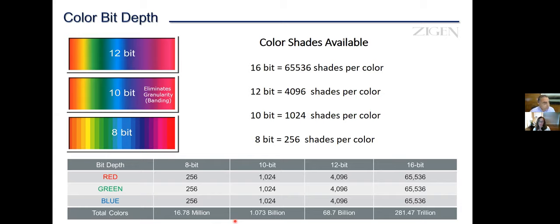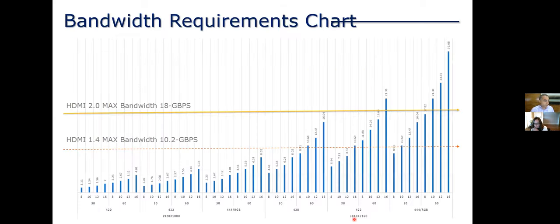And 12-bits is going to give you roughly about 69 billion different colors. And it's very important. Again, going back to the color gamut chart, the human eye can see all these colors, especially when it comes to static images. So we have to keep that in mind when we're designing that system. And then this chart is going to represent our bandwidth.